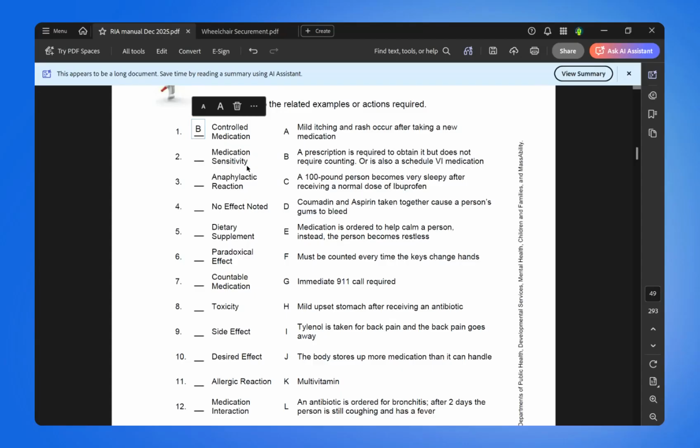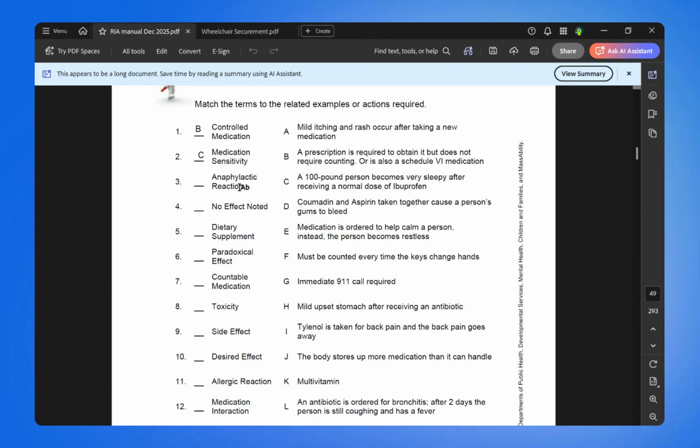A medication sensitivity. We're going to look for a 100-pound person may become sleepy after receiving a normal dose of ibuprofen. Coumadin and aspirin taken together cause a person's gum to bleed. Medication is ordered to help calm a person instead the person becomes restless. Must be counted every time the keys change hands. Now remember, we're looking for medication sensitivity. So I'm going to go with the 100-pound person becomes very sleepy after receiving medication.